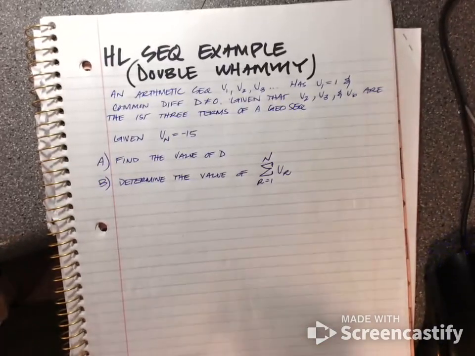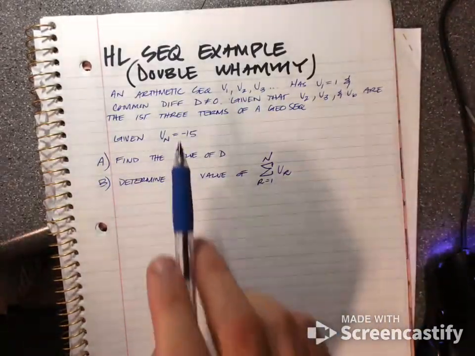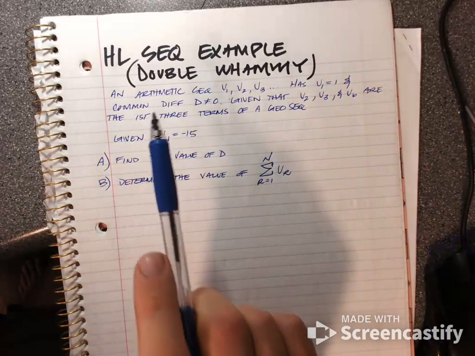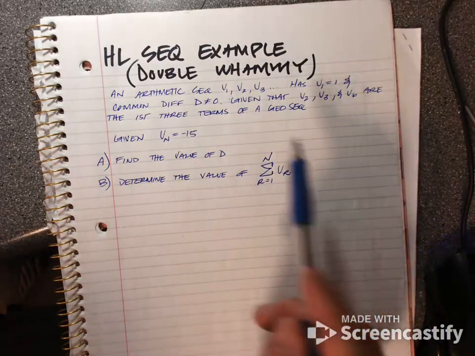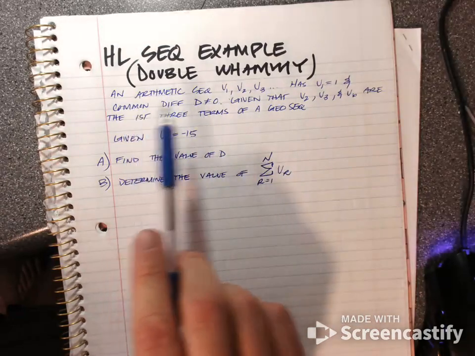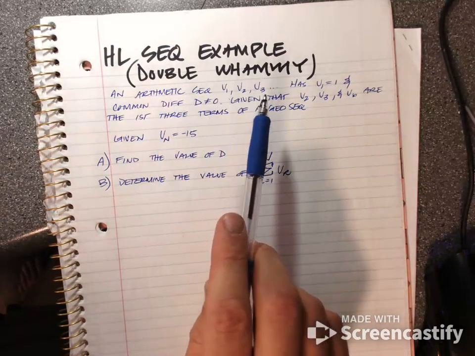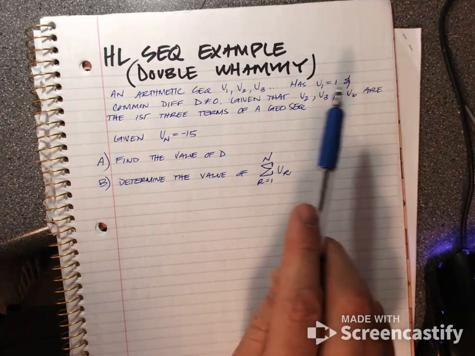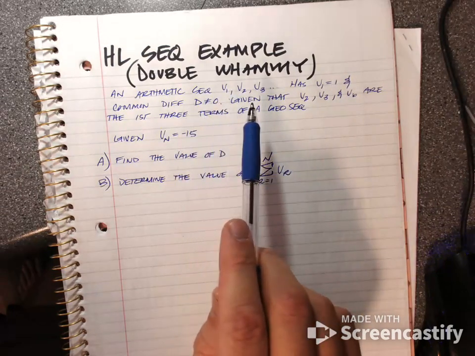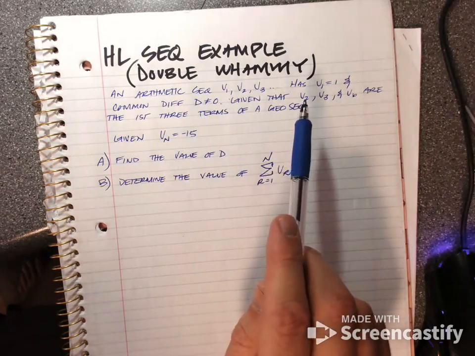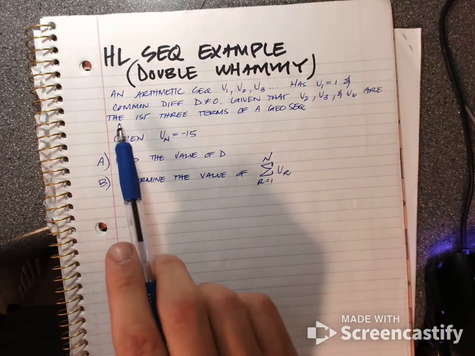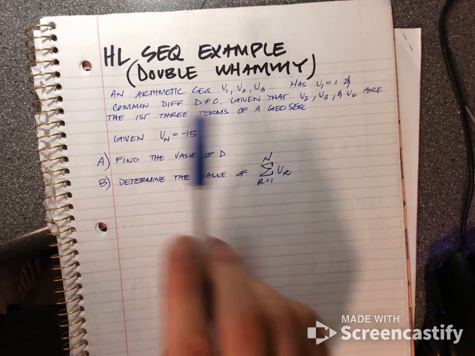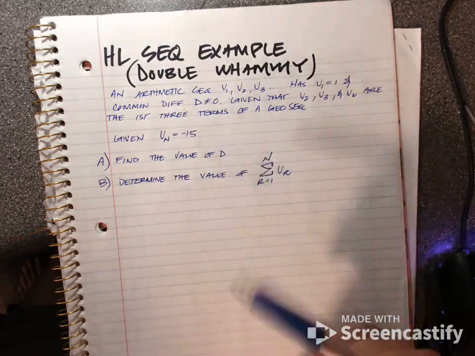We'll take a look at this HL example. I'm calling it double whammy, and this is a very common trick that IB plays with us. So we've got an arithmetic sequence U1, U2, U3, with U1 equal to 1 and a common difference D not equal to 0. Now the values U2, U3, and U6 form a secondary sequence that is a geometric sequence, and so that's why I'm calling it double whammy.